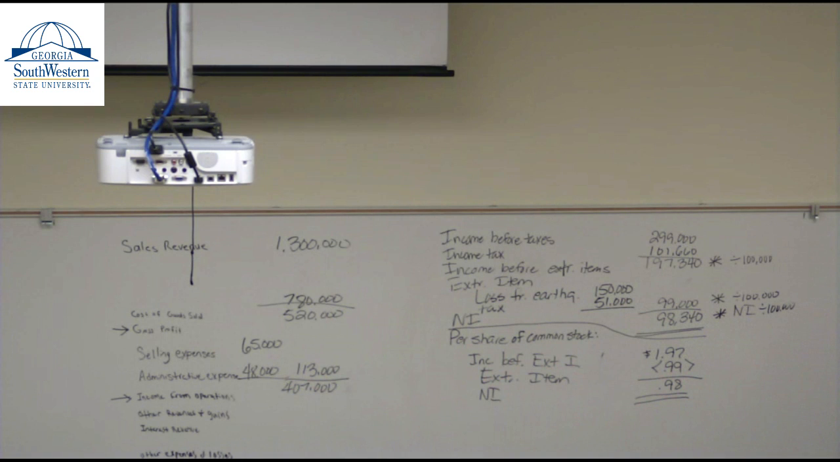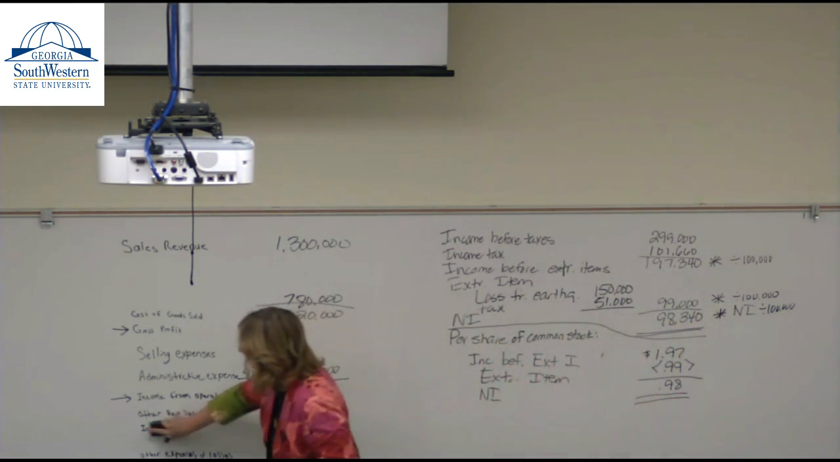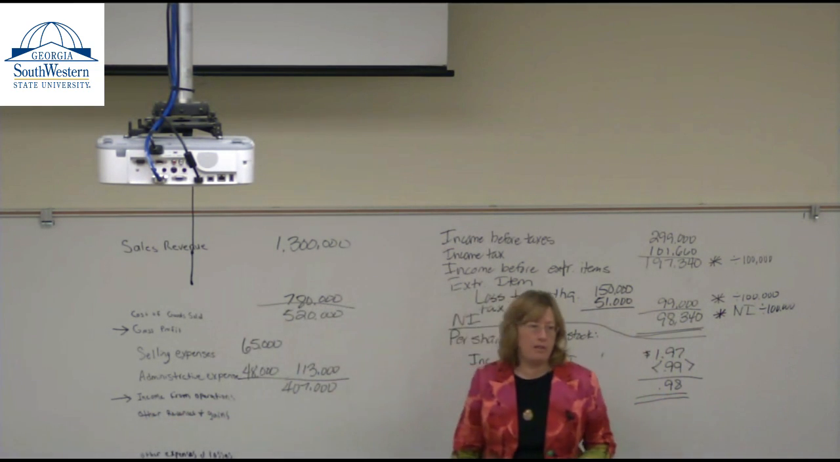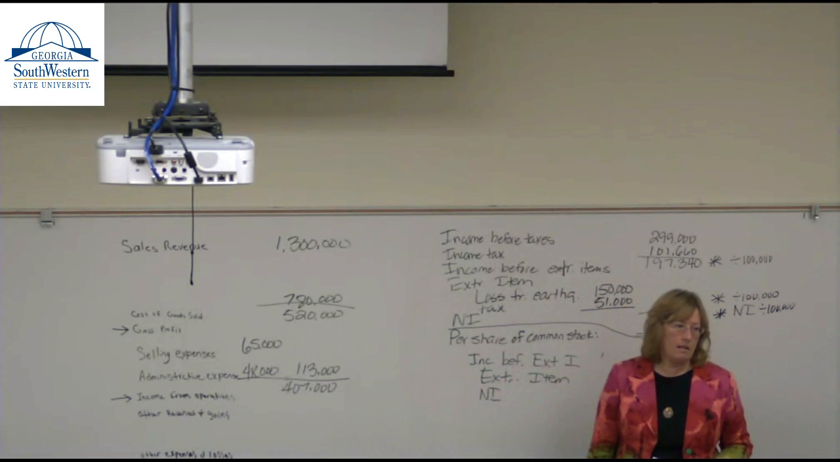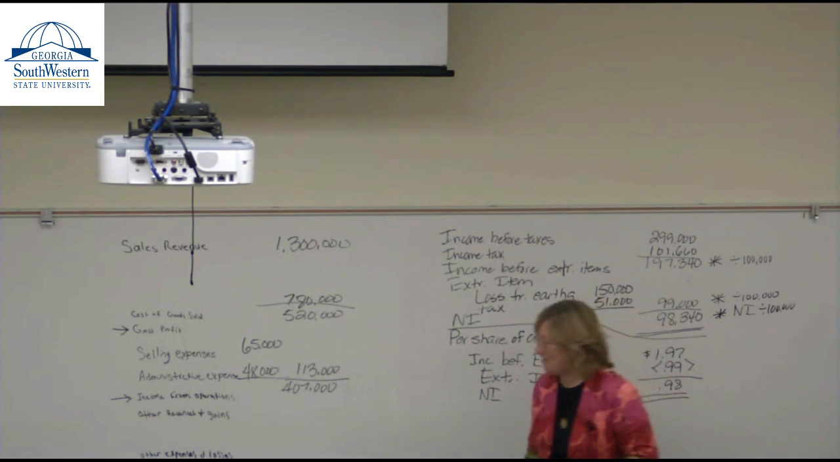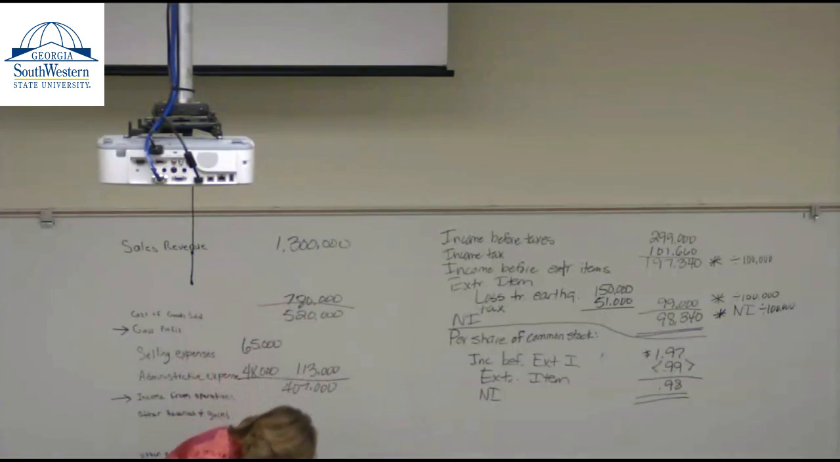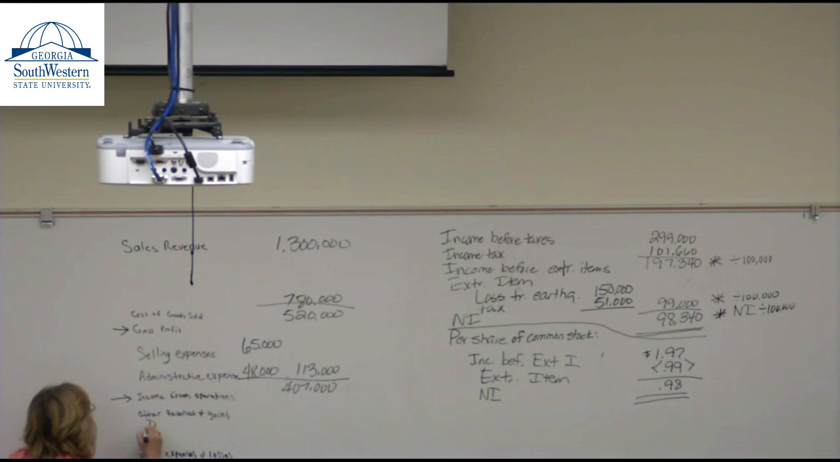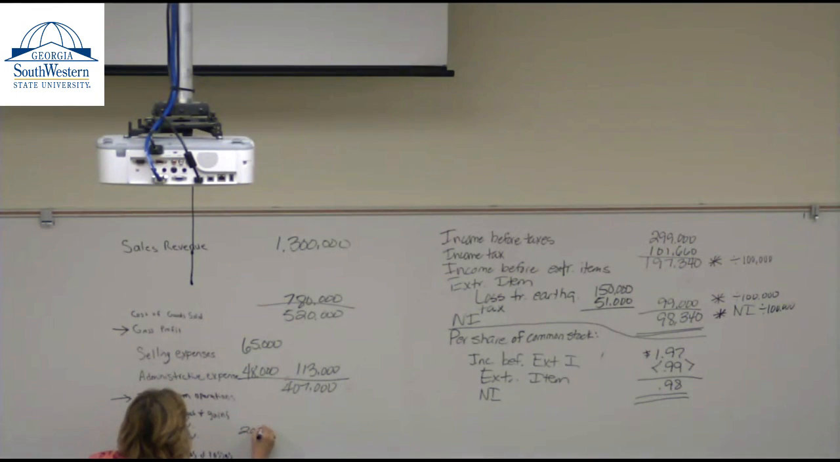Now, who's going to tell me other revenues and gains? What items do we have that go in other revenues and gains? Kyle, you got it? Dividend revenue. Excellent. Okay, and those are 20,000 and 7,000 for a total of 27.